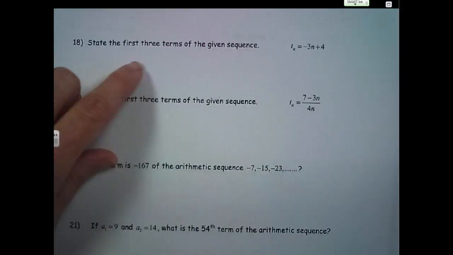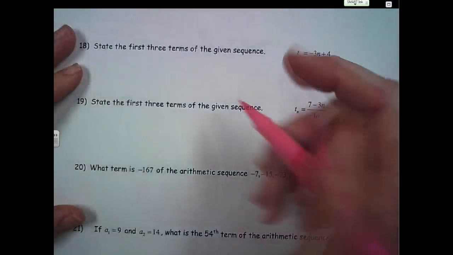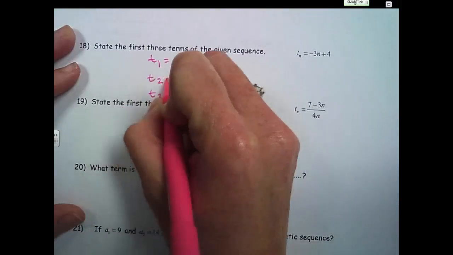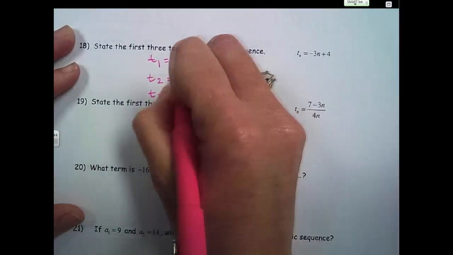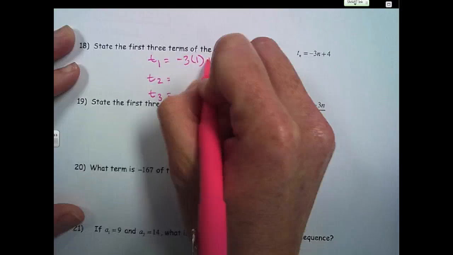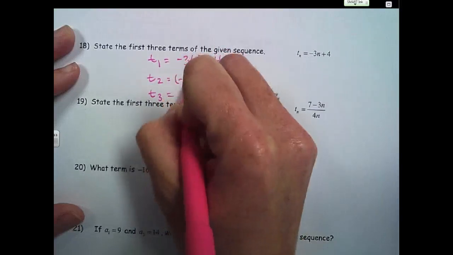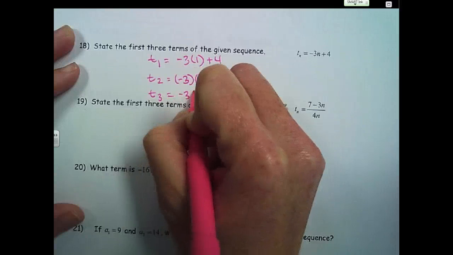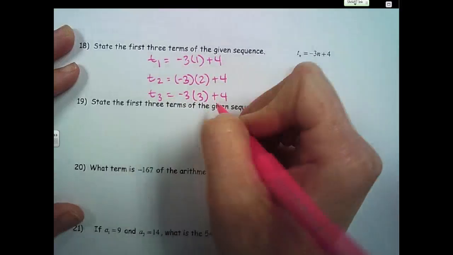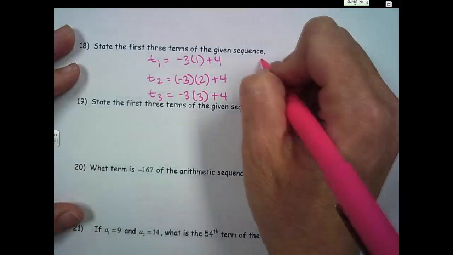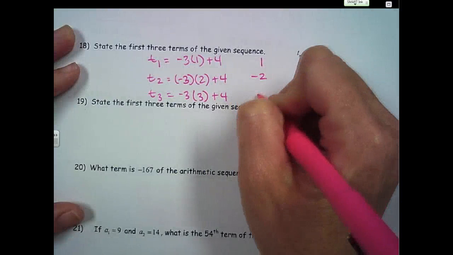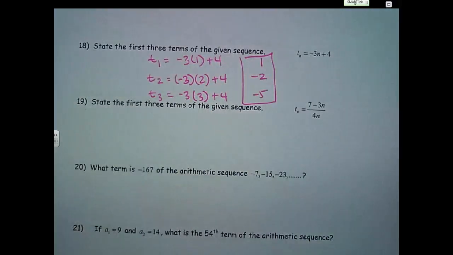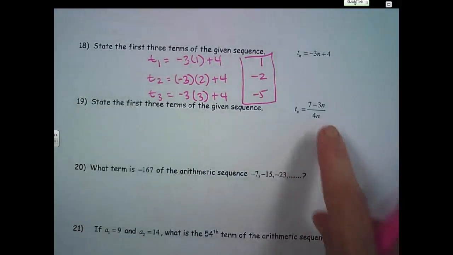This is state the first 3 terms. Guys, it just means you plug in 1, you plug in 2, and you plug in 3 into this rule. So negative 3 times 1 plus 4, negative 3 times 2 plus 4, and negative 3 times 3 plus 4. You just plug in each one, and you get 1, negative 2, and negative 5. And this is the same exact type.